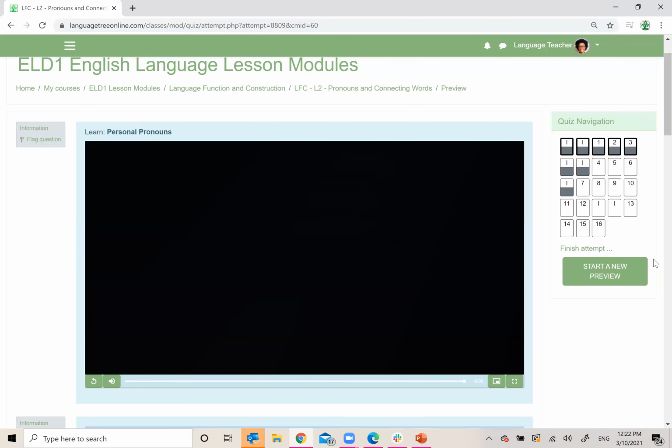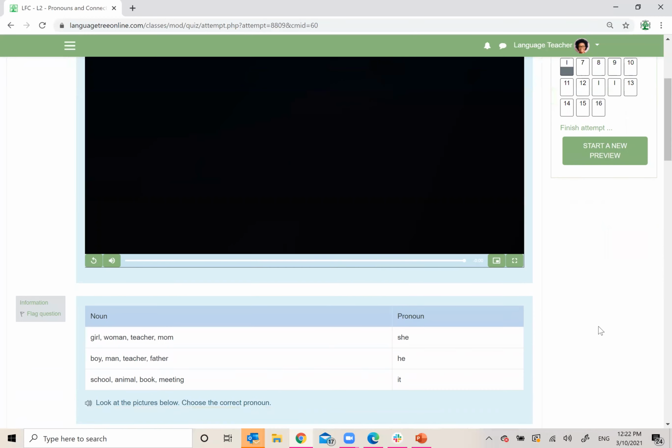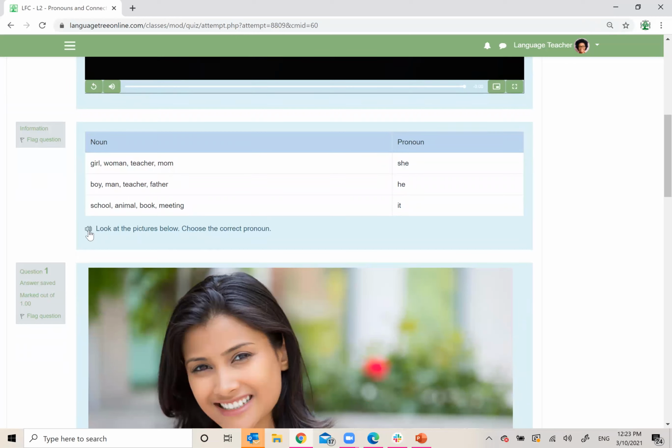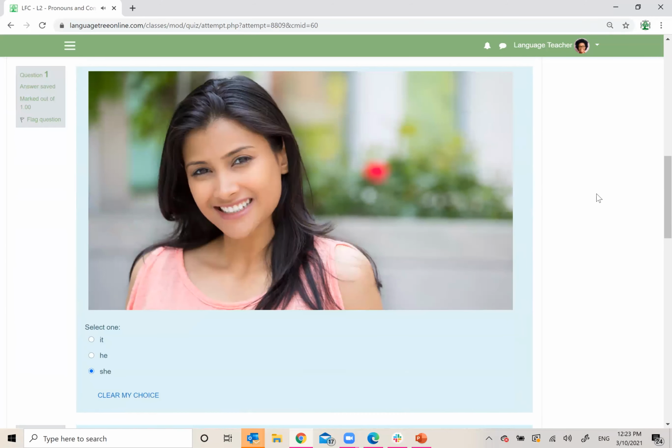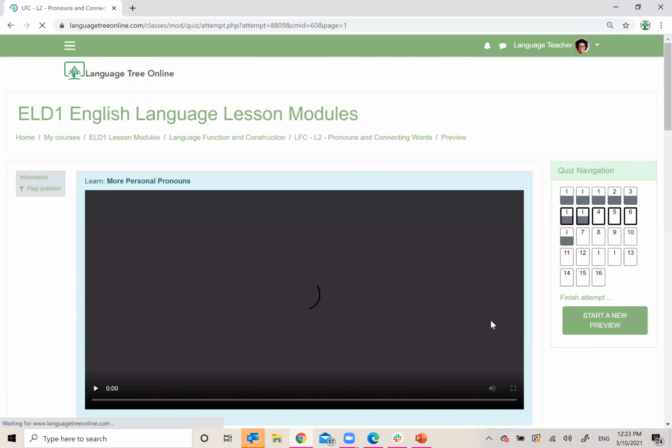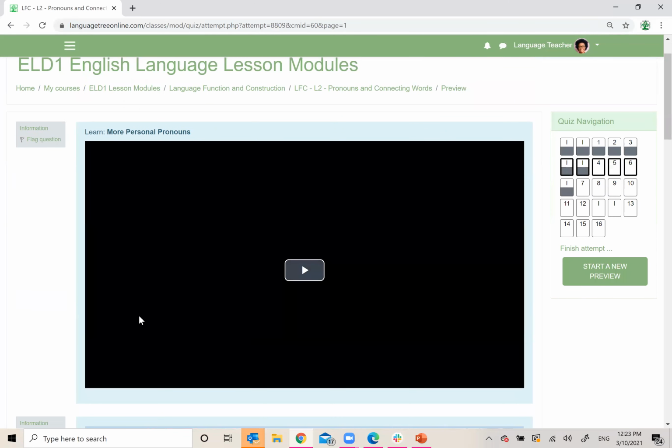Okay, so that gives you an idea of how a lesson begins with the virtual professor. And as I mentioned before, they can watch the video as many times as they would like to. And then from there, it goes into, like this one in particular, a T chart with the noun and then the applicable pronoun on the right, and then their instructions. Look at the pictures below. Choose the correct pronoun. So then based on the image, they will select the appropriate pronoun. And then from here, we have more lesson input. So we'll watch a little bit more.